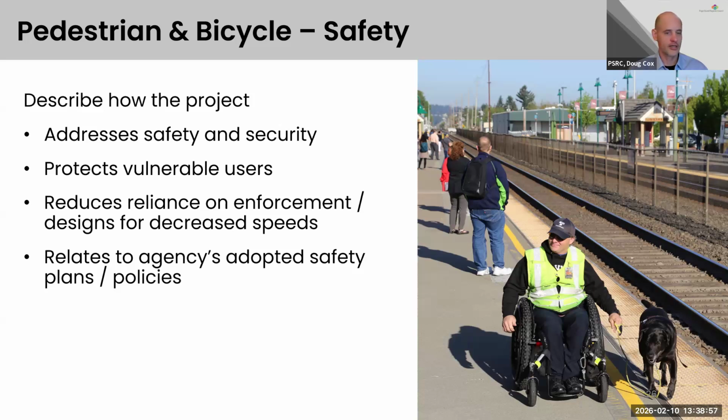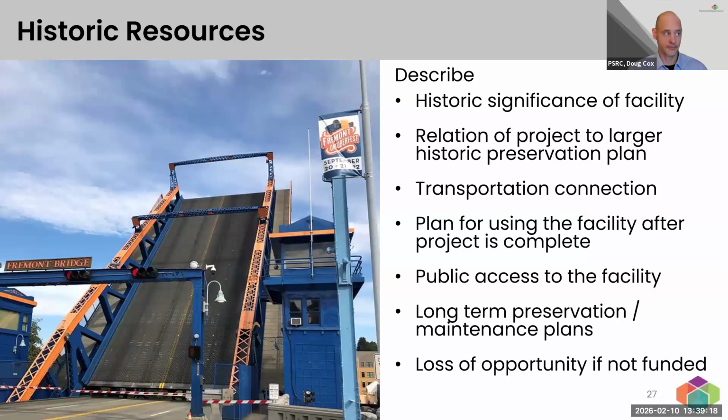And then lastly, for the pedestrian and bicycle category, we ask if the project is tied to the agency's adopted safety plan or any specific safety policies. And if it is, what those policies are exactly and how those will inform the project. So that covers pedestrian and bicycle. The next is historic resources.